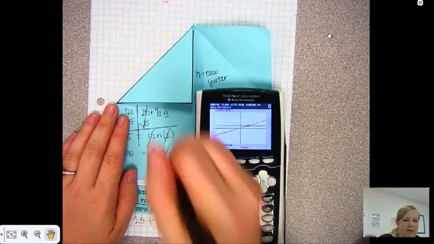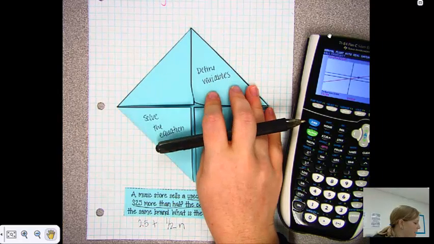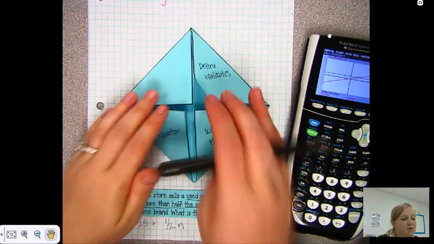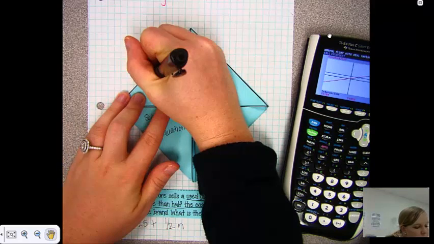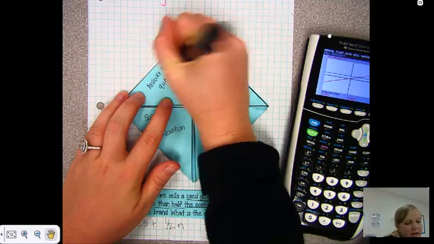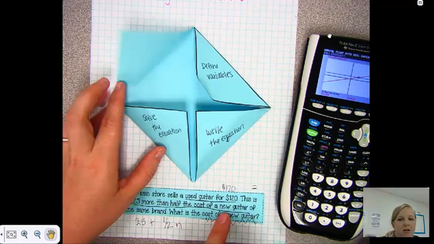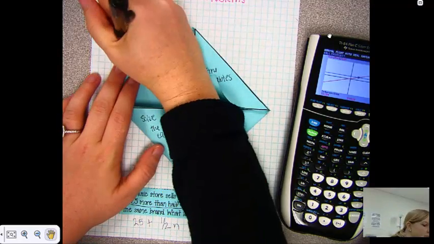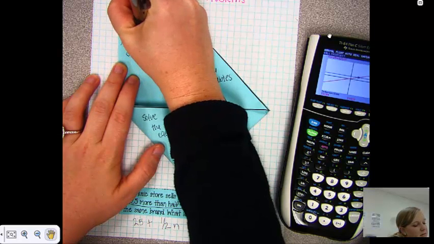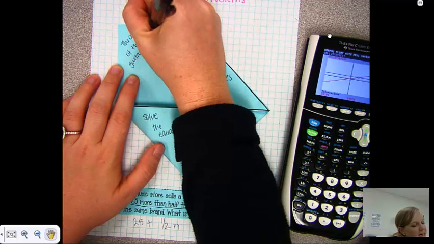So we checked it, put a little check mark next to it. After we solve the equation, we need to write a sentence that tells us what our answer means in the real world. So answer the question. The original question is, what is the cost of the new guitar? So our answer would be: the cost of the new guitar is $190.